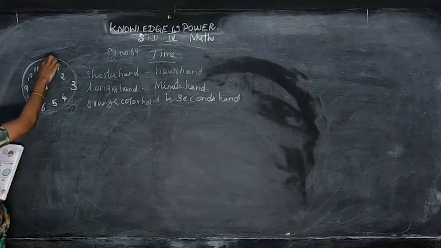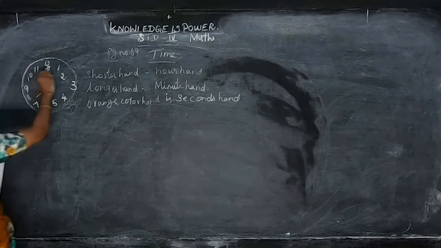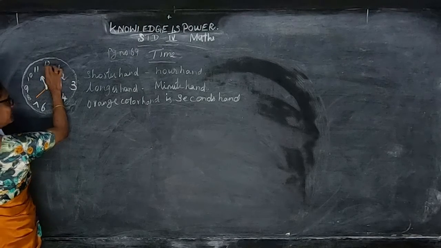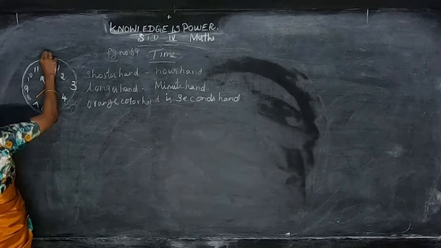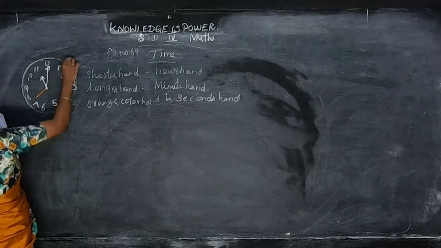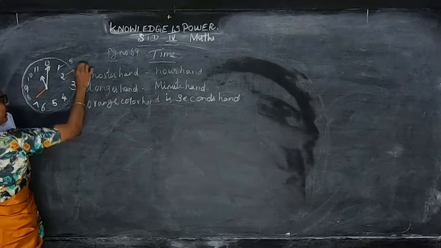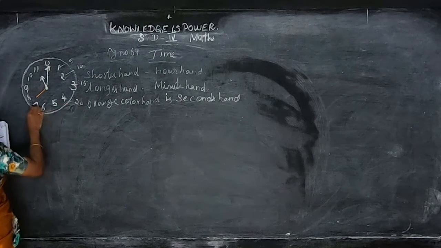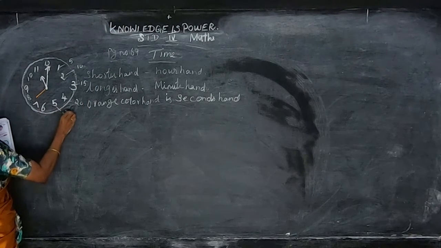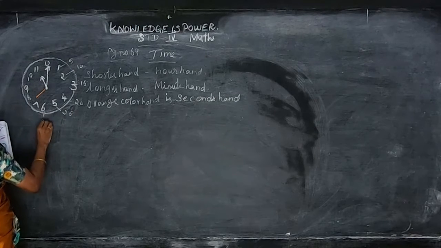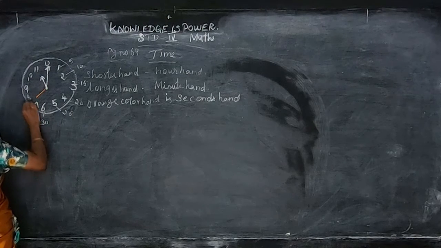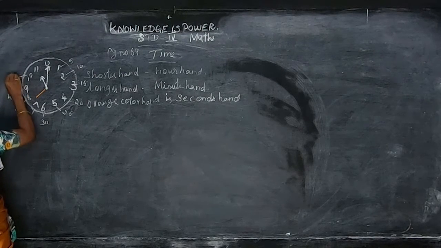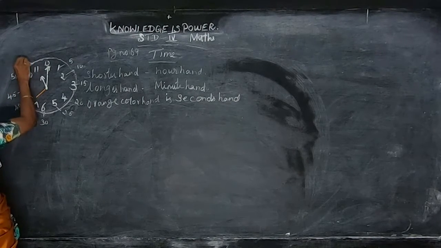This is the minutes. What is this? The longer hand is the minutes. If the longer hand is at 12, it is 60. This 1 is 5 and 2 is 10, 15 minutes, 20 minutes. So count each one by 5. 25, 30, 35, 40, 45, 50 and 55 minutes.